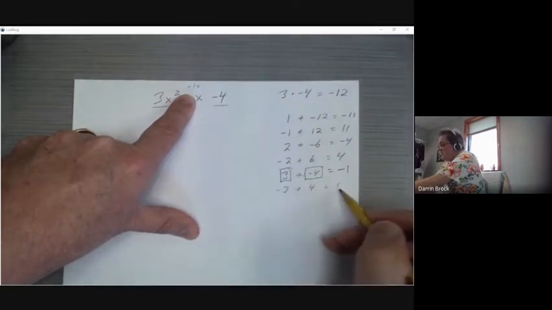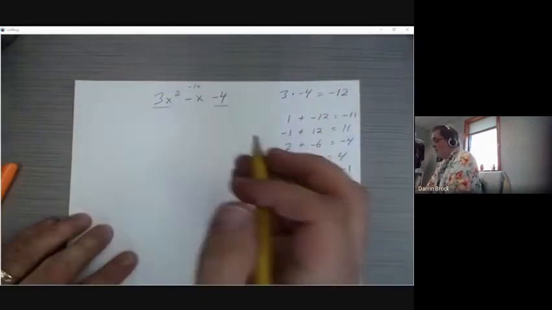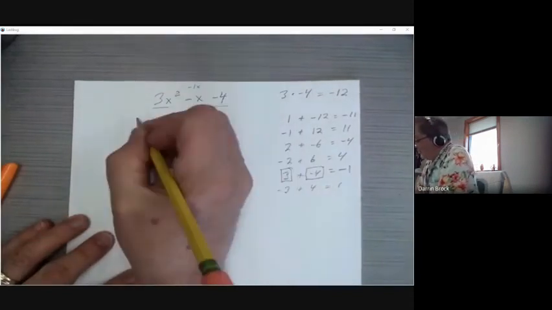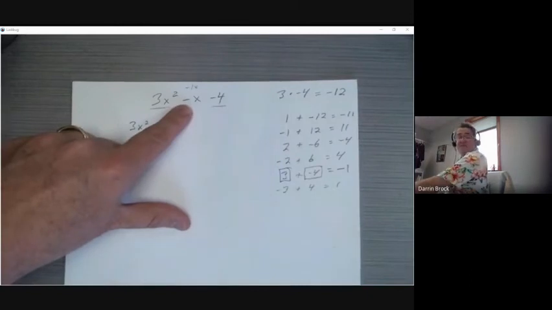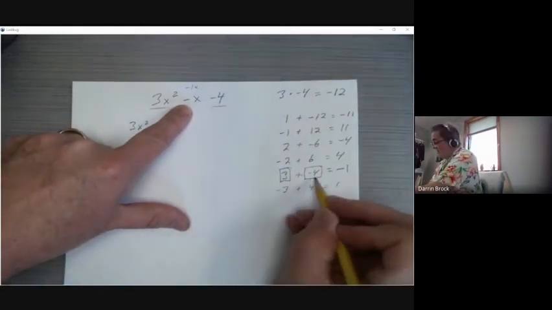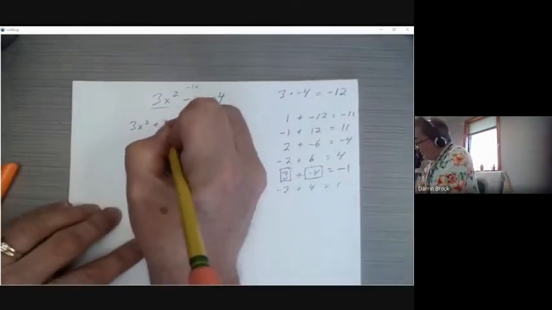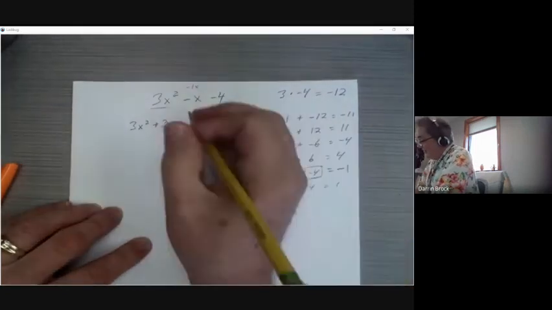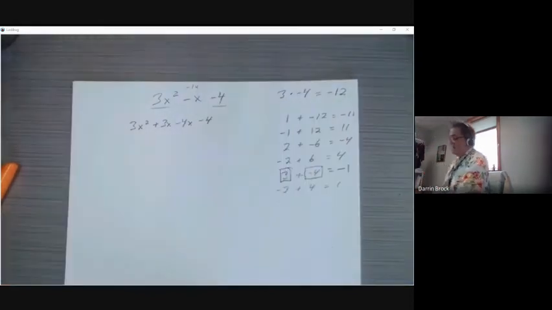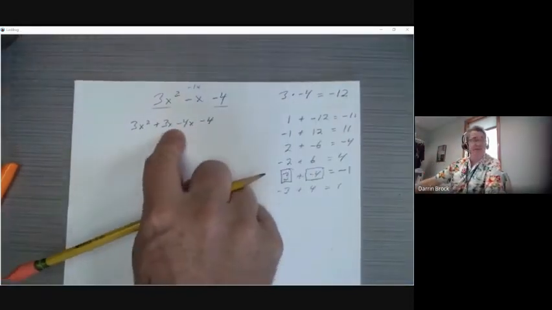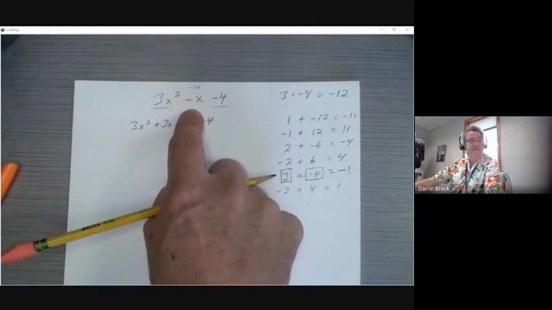And of course, this one's positive 1. So I want the negative 1. So I'm going to rewrite this now. I'm going to rewrite this as 3x squared. And instead of putting negative 1x, I'm going to substitute these in there. I'm going to say plus 3x and minus 4x, and then minus 4.